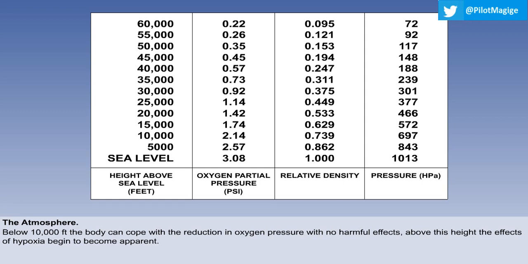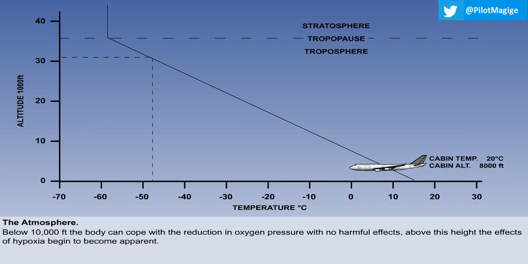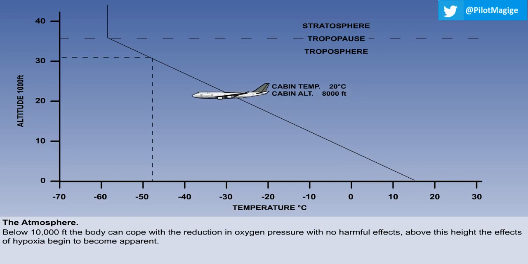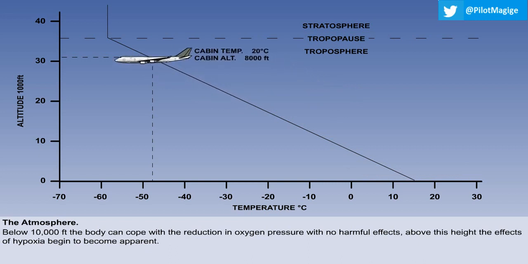Below 10,000 feet, the body can cope with the reduction in oxygen pressure with no harmful effects. Above this height, the effects of hypoxia begin to become apparent, although passengers sitting and relaxing will suffer few noticeable effects below 15,000 feet. Aircraft air conditioning and pressurization systems limit the maximum cabin altitude to 8,000 feet, with a cabin temperature of about 20 degrees Celsius, thus providing a comfortable environment for the crew and passengers without the need for oxygen, except in emergencies.